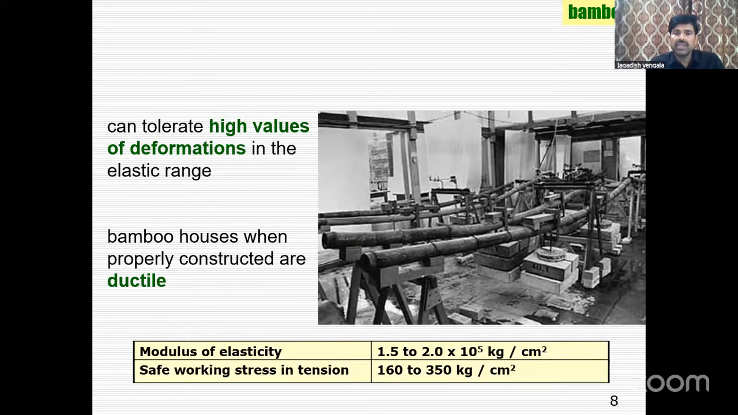Hence the houses we construct using bamboo are ductile in nature, more elastic in nature. Hence the houses in the northeastern part, all the traditional houses, are earthquake resistant, I can say.